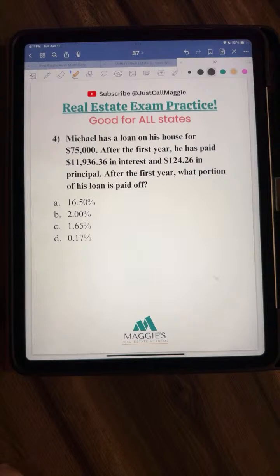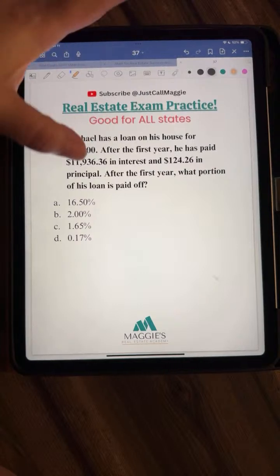Number 4, Michael has a loan on his house for $75,000. After the first year, he has paid $11,936.36 in interest and $124.26 in principal. After the first year, what portion of his loan is paid off?